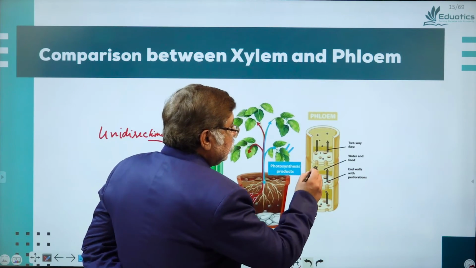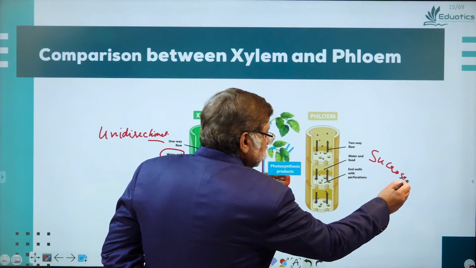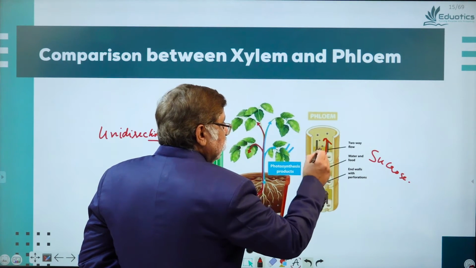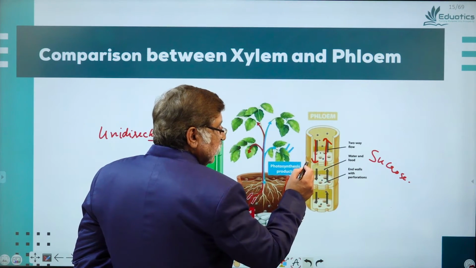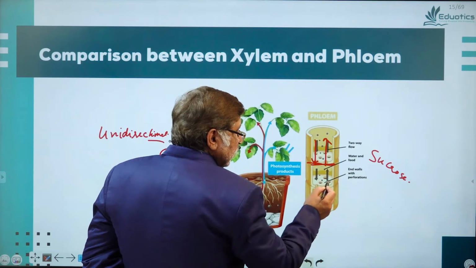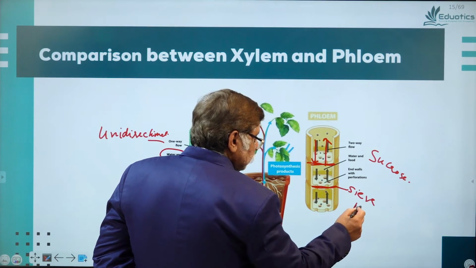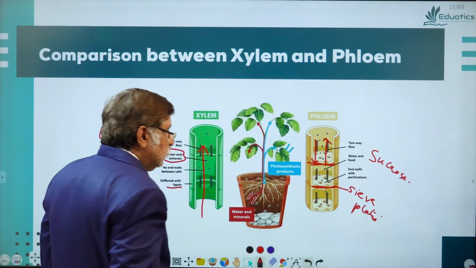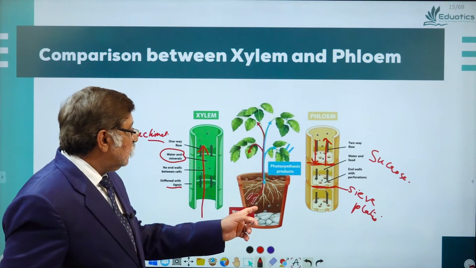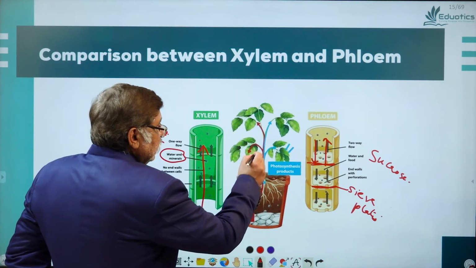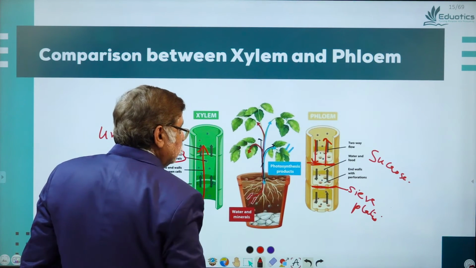Whereas the product of photosynthesis, as I said, mainly sucrose, is conducted bidirectionally. It can be upward also, it can be downward also. And the two sieve tubes are joined by perforated end walls known as sieve plates. The flow chart shows how water is conducted and how food is conducted. So it is proving this is unidirectional, and this is in this direction also, in this direction also, bidirectional.